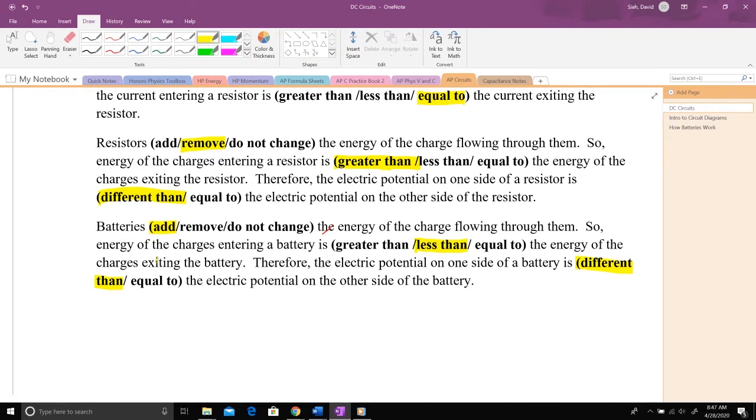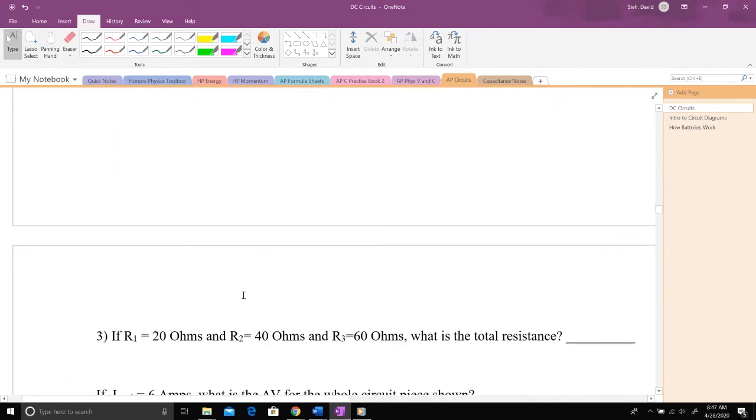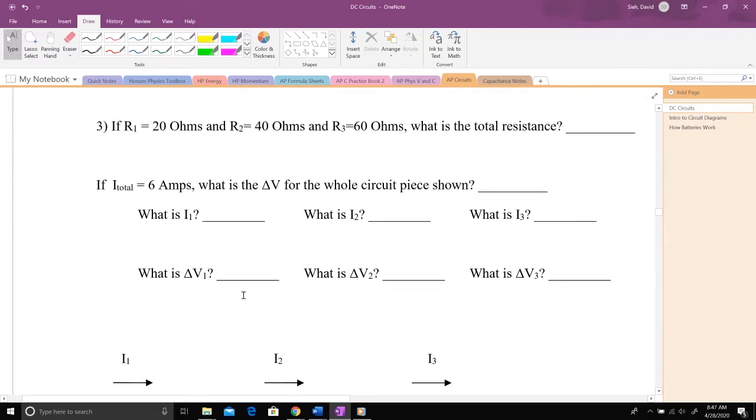If the capacitors are charged, you'll have a change in V from one side to the other side. Yes, there'll be changes in V from one side to the other side of a capacitor. So that's the third thing we'll deal with, but not yet. Okay, let's do some calculations here.